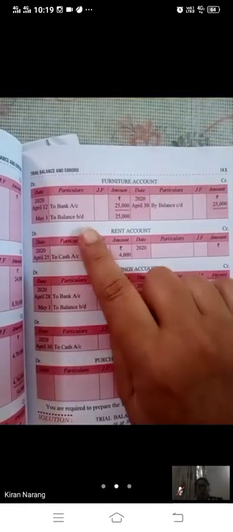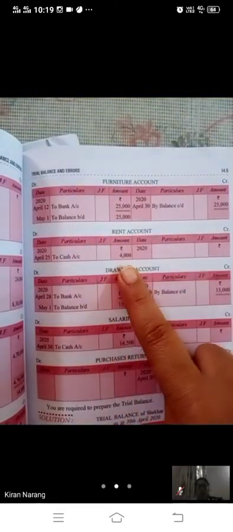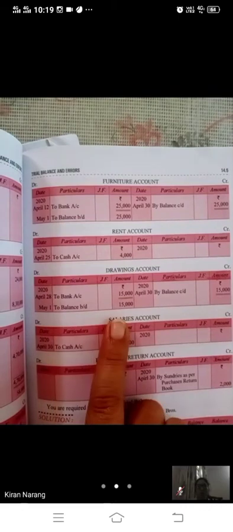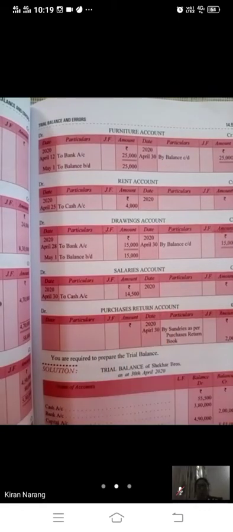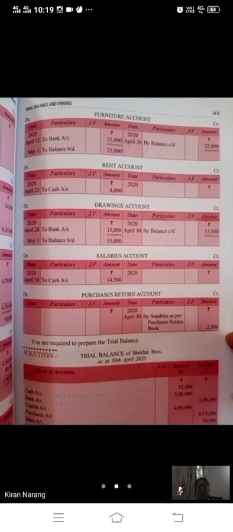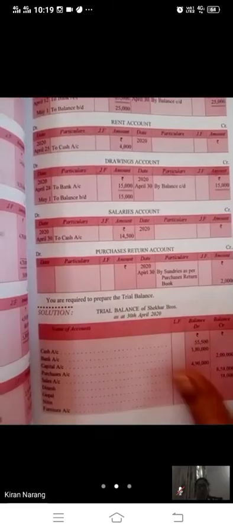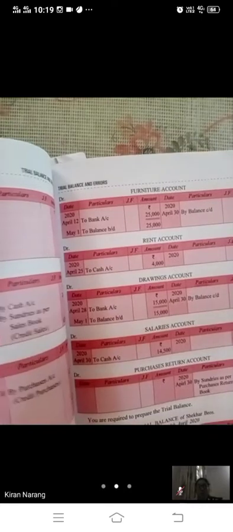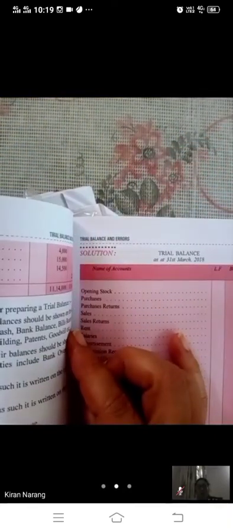Then furniture is showing a debit balance, rent is showing a debit balance, drawings are showing a debit balance, salaries are showing a debit balance, and purchase return is showing a credit balance. It will be written on these sides. The total should be equal for both the sides. Have a look now. I am going to prepare it for you.